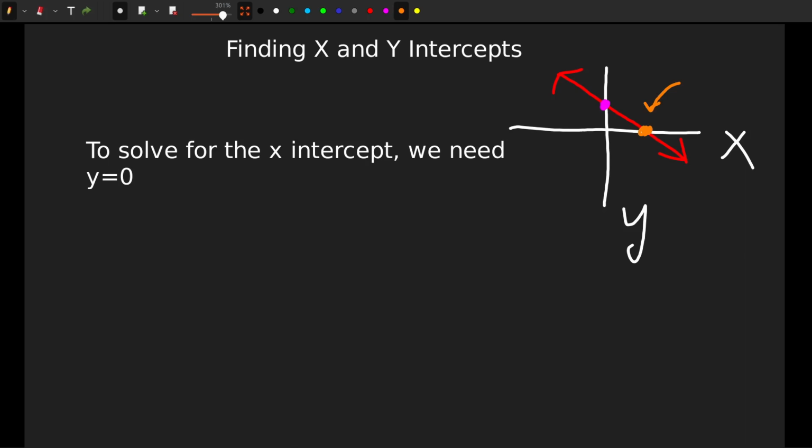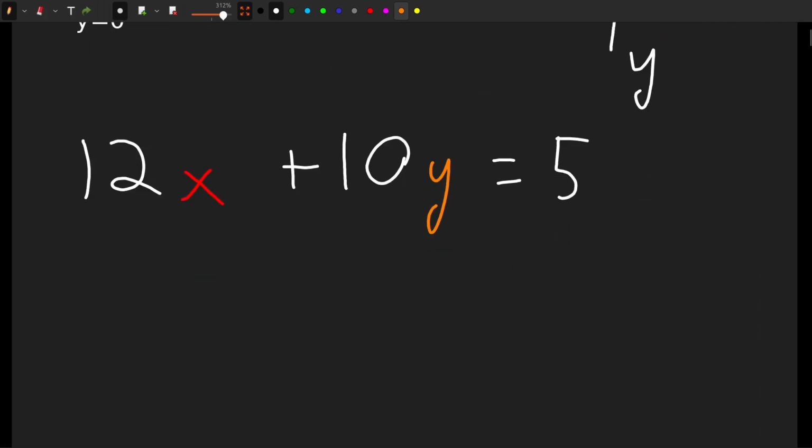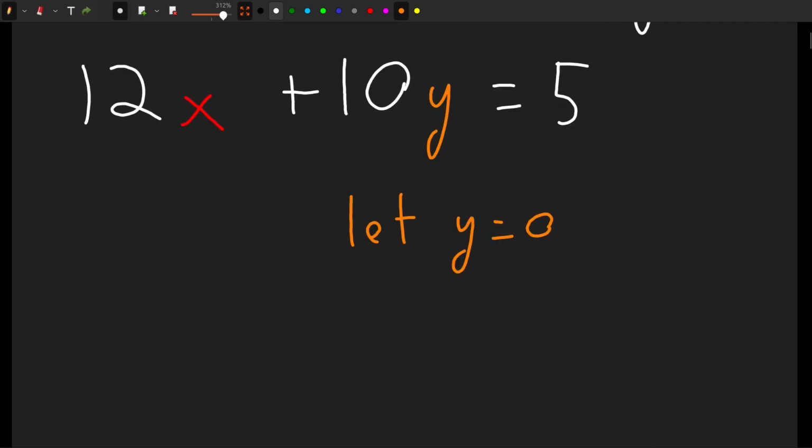Suppose I have a basic problem, and let's do 12x plus 10y is now equal to 5. And I want to solve for the x-intercept. So what I'm going to do is set y equal to 0. And so then that means I'm going to plug this into my equation, and we're going to find out what x is.